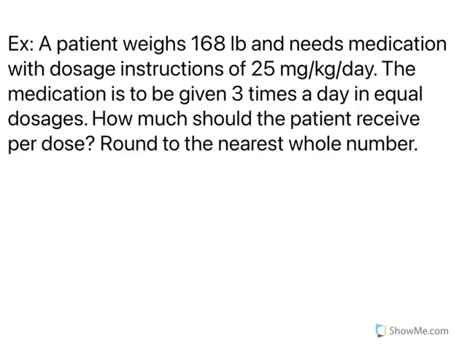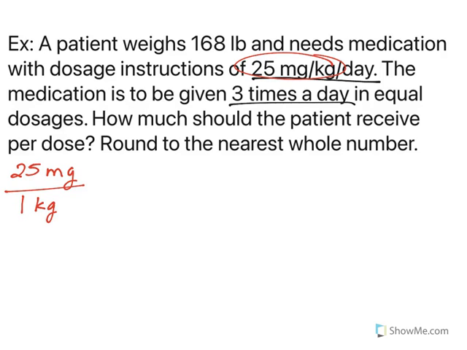A patient weighs 168 pounds and needs medication with dosage instructions of 25 milligrams per kilogram per day. The medication is to be given 3 times a day in equal dosages. How much should the patient receive per dose? Round to the nearest whole number. Now, you're looking at this and maybe you're going, exactly. What we know is that this patient is getting 25 milligrams of the medication per 1 kilogram of weight. Well, right here we see a discrepancy because kilograms of weight and pounds are not the same.